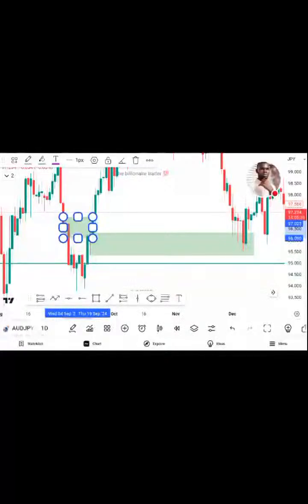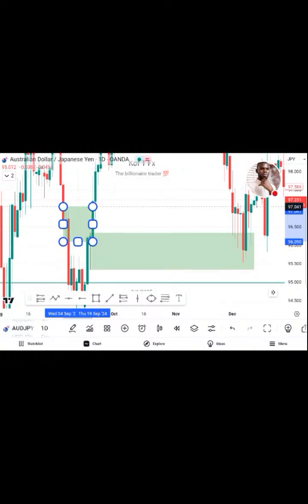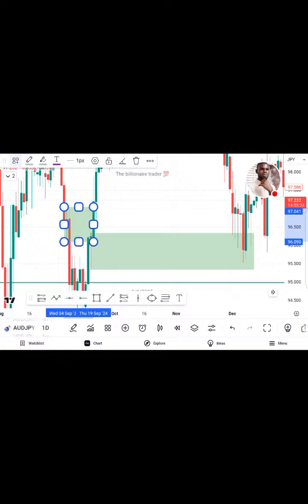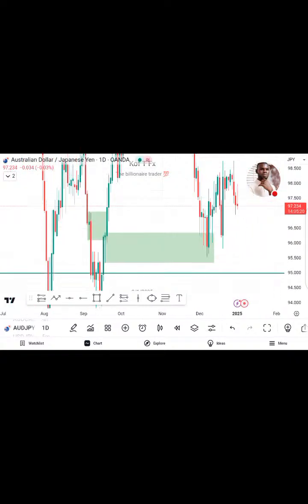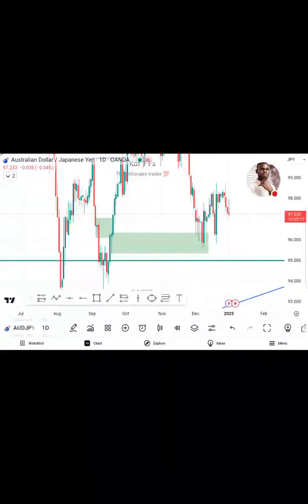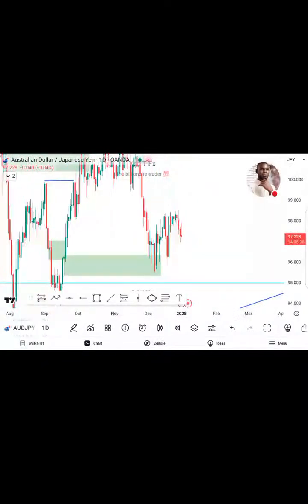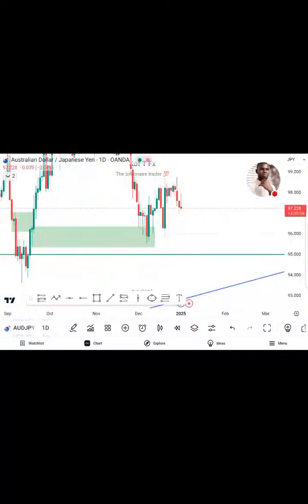It means that there is a transfer of money from the sellers to the buyers around this area, and that's exactly where price is expected. And so after that, we have this liquidity being taken out.